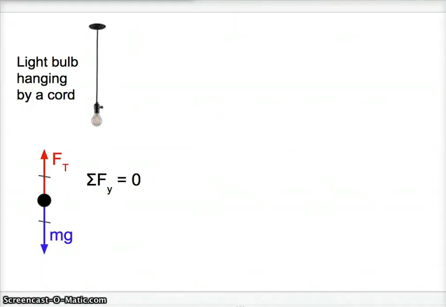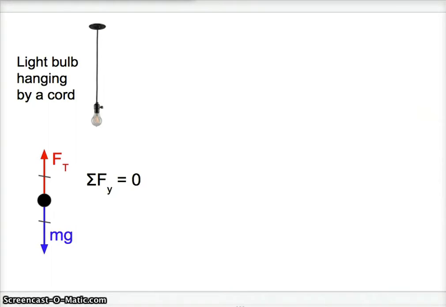We've talked about the idea of equilibrium in the vertical direction, like this example here, where a light bulb is hanging from a cord, and how, because it's not moving, we know that the forces in the y direction must all sum to zero. And we write that as sigma F is equal to zero. The force diagram shows us that the tension force up is equal and opposite to the weight force, or gravitational force, down.